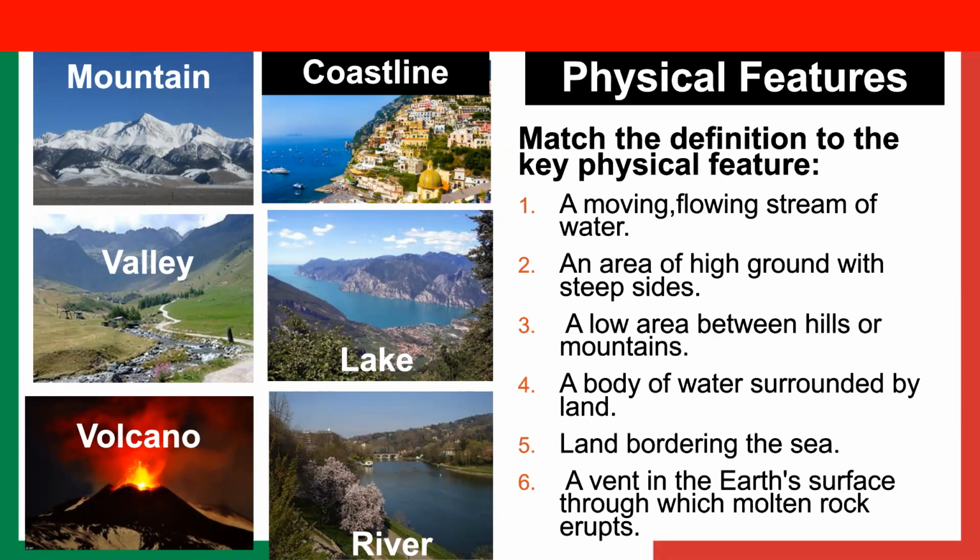The physical features which you have is number 1, a moving flowing stream of water. Number 2, an area of high ground with steep sides. Number 3, a low area between hills or mountains. Number 4, a body of water surrounded by land. Number 5, land bordering the sea. And number 6, a vent in the Earth's surface through which molten rock erupts.